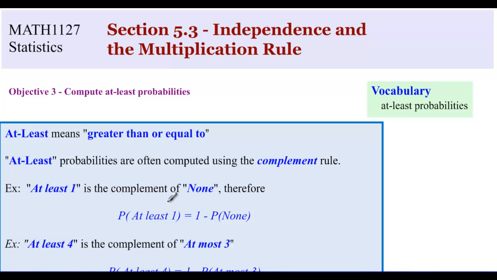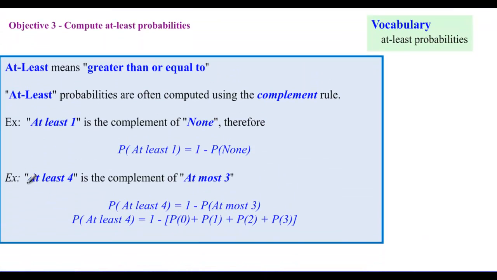And realize that the complement of at least 1 is none. So I think of it as the opposite for the complement. So the opposite of at least 1, so that's 1 or more, for us, it's going to be none. It would be the opposite, or the other part of it. At least 4 is the complement of at most 3. So at least 4 is 4 or greater. At most 3 is 3 or fewer. So to find the probability of at least 4, we would do 1 minus the probability of at most 3. Well, the probability of at most 3 is going to be the probability of 0, 1, 2, and 3. So we would add those together and then subtract.